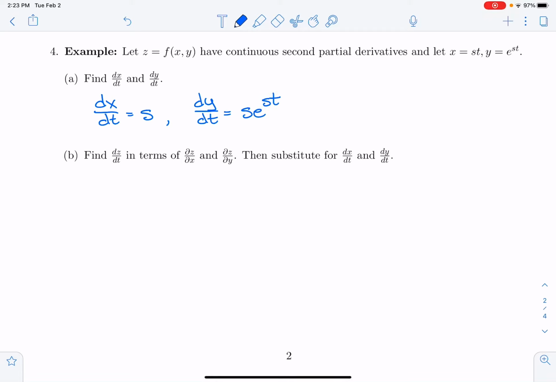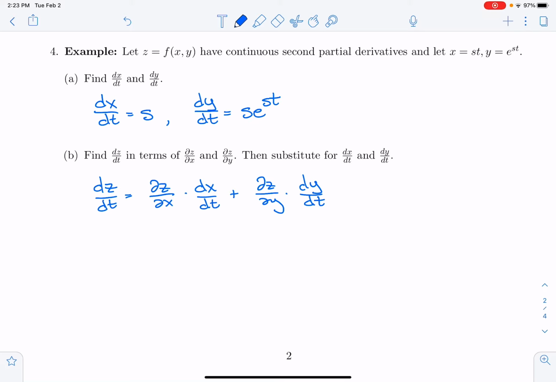And now I'd like to find the derivative of z with respect to t in terms of dz dx and dz dy. Okay, so the chain rule tells us that dz dt is going to equal partial z with respect to x times dx dt plus partial z with respect to y times dy dt. Okay, and let's recall here that dz dt is a single variable derivative because we're thinking about z as being a function of x and y, but those are functions of t.